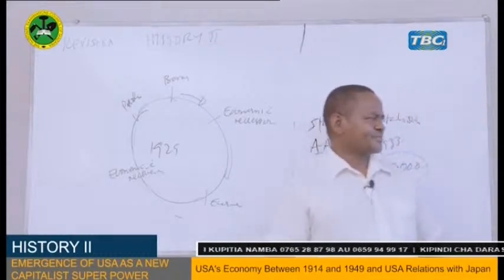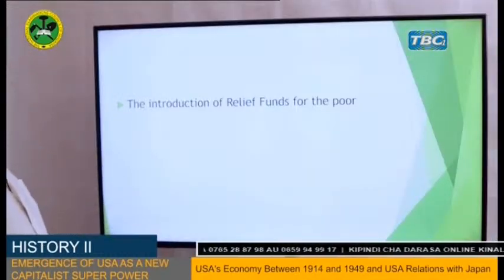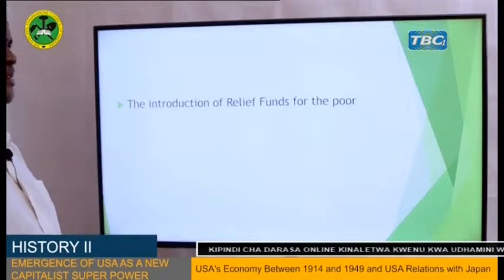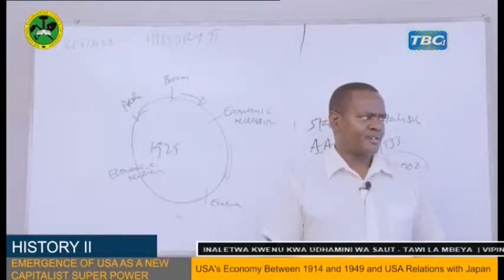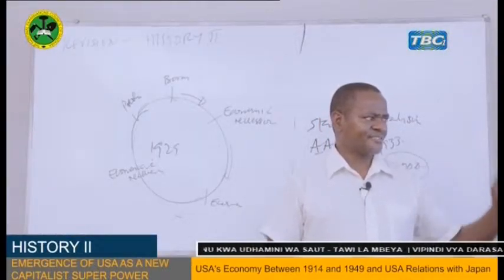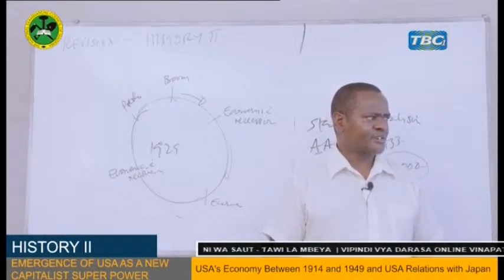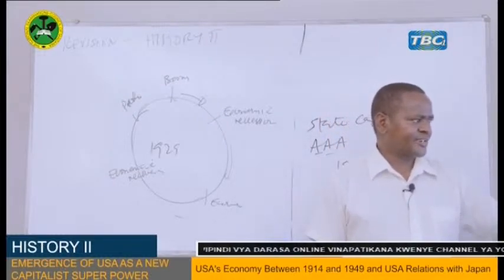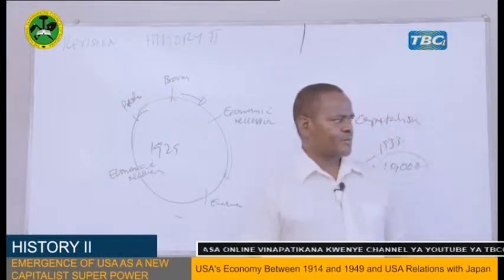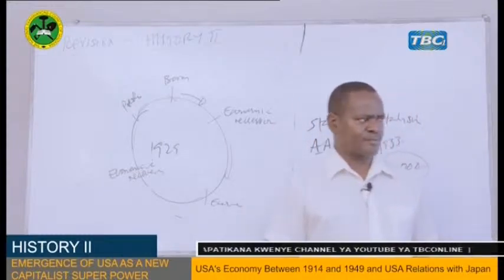My dear students, there was also the introduction of a relief fund for the poor people. The poor people were given a relief fund. This is money which is given to the poor people, and they adopted this system from Britain. Remember, we discussed in the previous lesson about loan money in Britain, which was given to the poor people. Also in the United States, they came with this system of providing money to poor people.